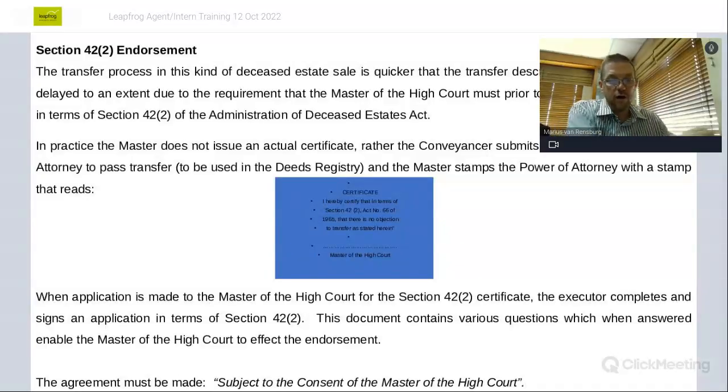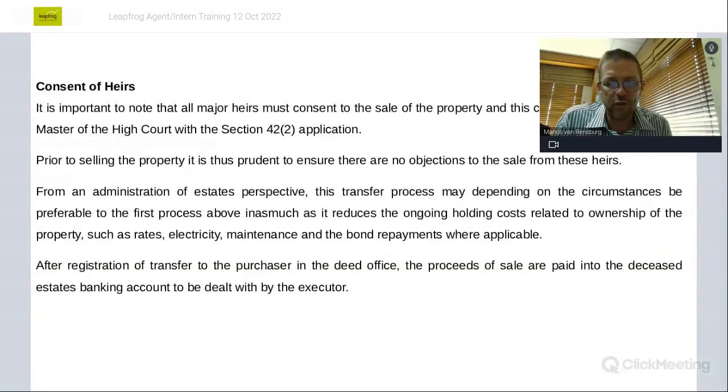The deeds office then knows that this is approved by the master, and I have to have this endorsement from the master. To get this endorsement, I submit the power of attorney, and I also submit a further document, which is the consent. There's a bunch of information that the master wants. They want to see the sale agreement, they want to see the power of attorney, etc. So there are accompanying documents.